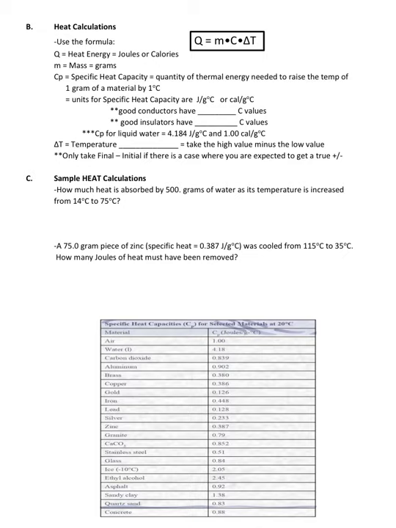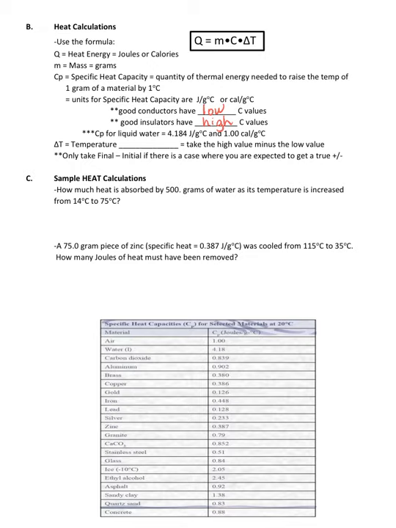C is specific heat capacity. And that is a measure of the thermal energy needed to raise the temperature of 1 gram of a material by 1 degree Celsius. Basically, how much energy it takes to heat something up. And if it's something that's a good conductor of energy, it's going to have a low C value. And if it's a good insulator, it's going to have a high C value.